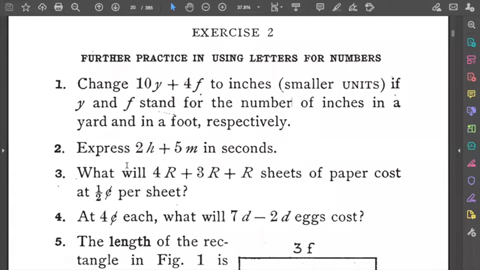Now let's look at 2. Express 2 hours and 5 minutes in seconds. I hope this conversion is quite easy. 2 hours plus 5 minutes in seconds. So what do we have? 6,700 seconds. Check it again.